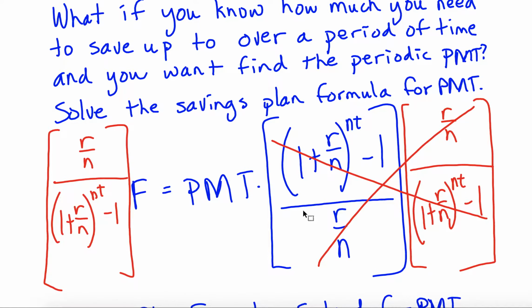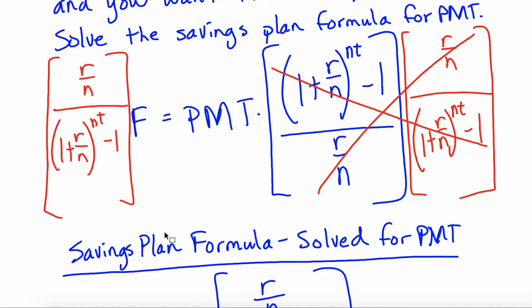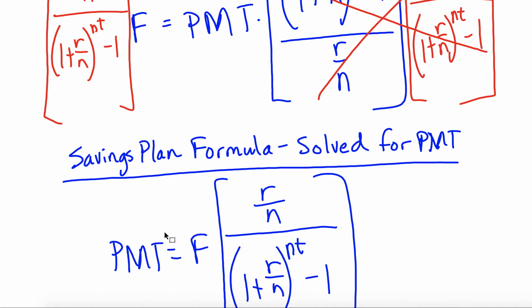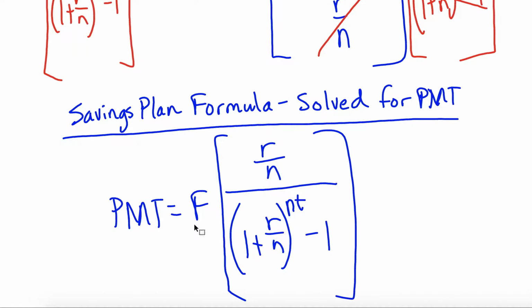So here's your savings formula, and you want to get the PMT all by itself. So if you take this fraction and multiply by its reciprocal, it would go away. But whatever you do to one side, you do to the other. So we end up with that the savings plan formula solved for payment is your payment is equal to your future value times R over N, and then this thing in the denominator.